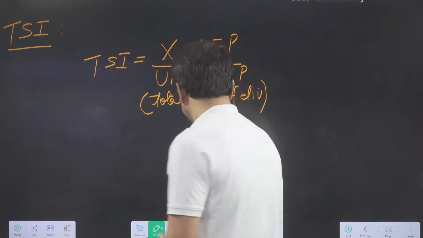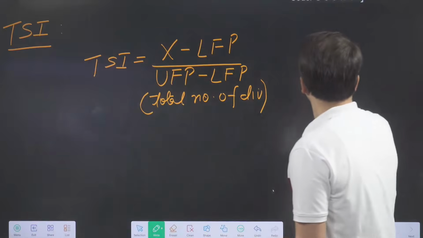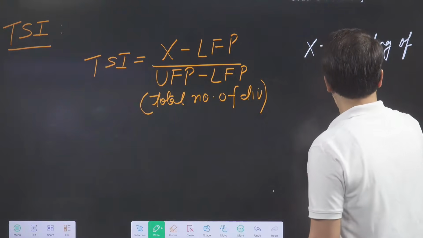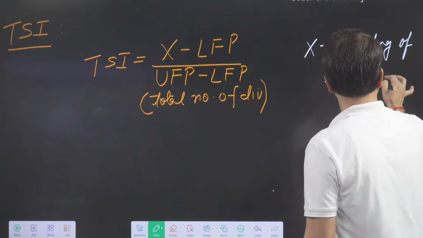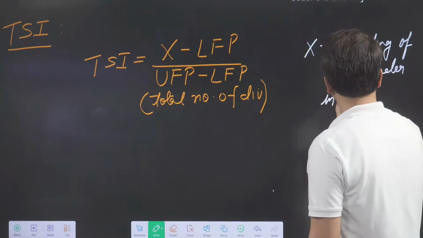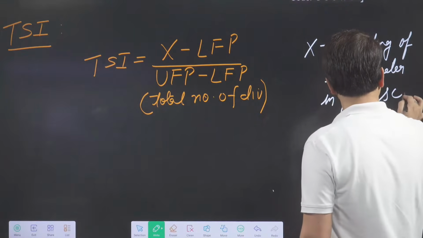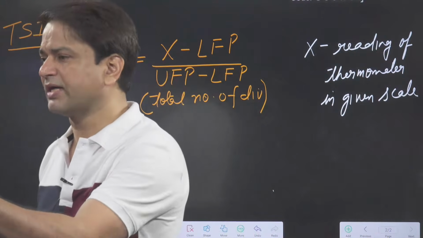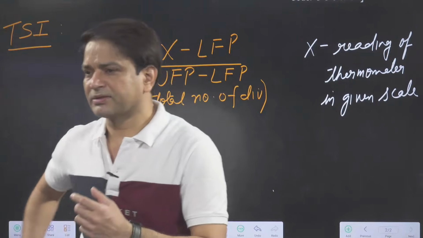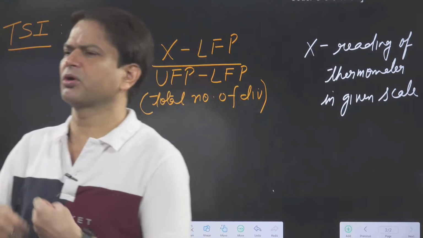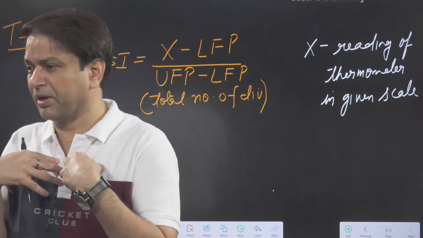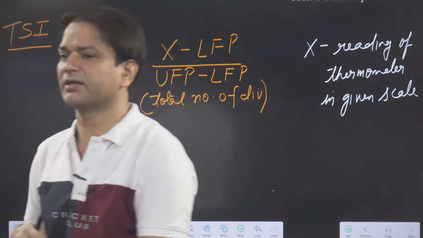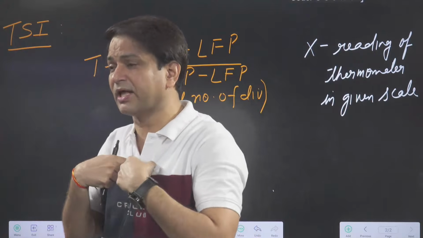X is the reading of the thermometer in the given scale. Whatever temperature you are measuring, that is the reading. Suppose I am measuring my body temperature, then the body temperature is the same. But when I use different thermometers, a Celsius thermometer or a Fahrenheit thermometer, their readings will be different, though I am measuring my same body temperature.